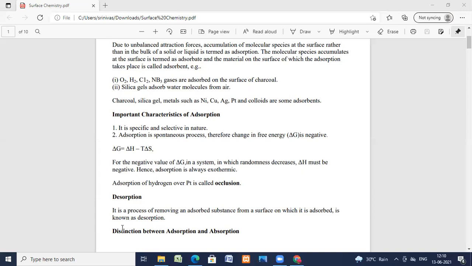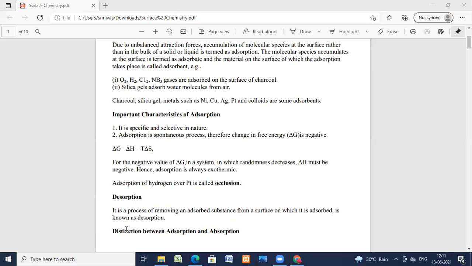For example, in the decolorization of sugar solution by activated charcoal, charcoal is the adsorbent while the coloring impurities in the sugar solution are adsorbates. Similarly, in refining vegetable oils, fuller's earth is used. Fuller's earth is the adsorbent while the dissolved color impurities are adsorbates.